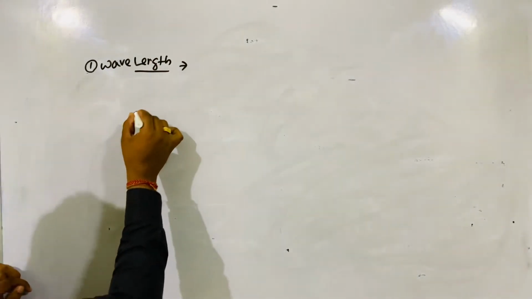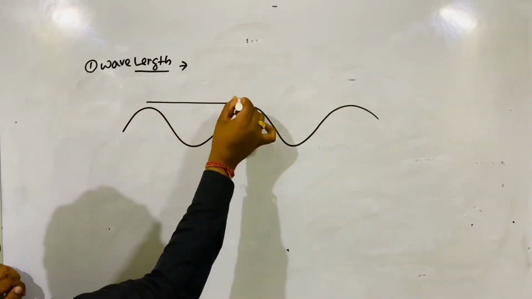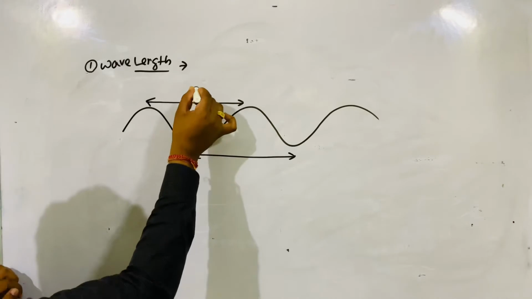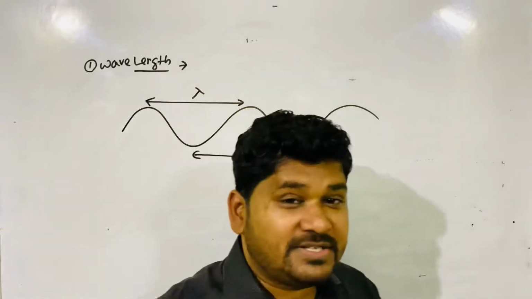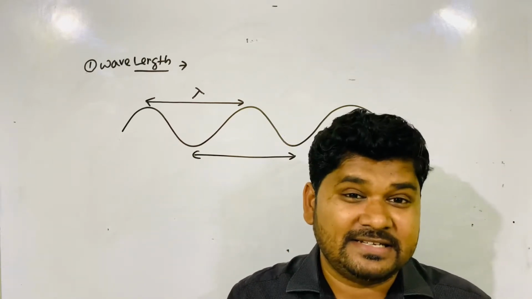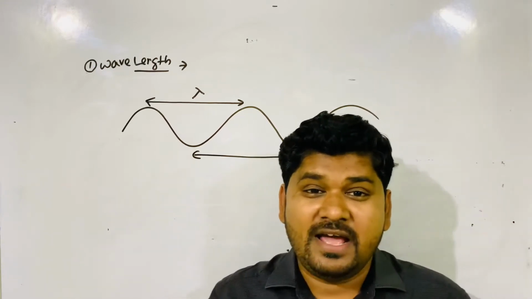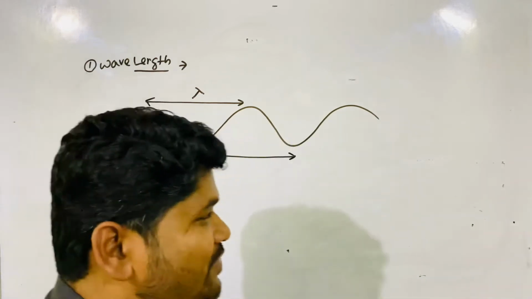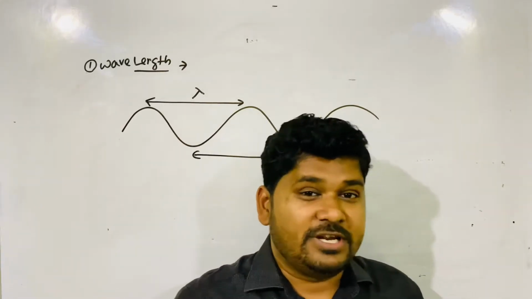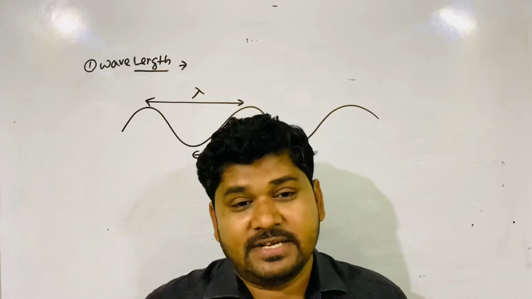I am showing a transverse wave, you see. The distance between two consecutive crests, crest to crest distance, or trough to trough distance, is called wavelength, and the symbol is lambda. Its SI unit is meter, since it is a distance. The dimensional formula is L¹. Similarly, in a longitudinal wave, the distance between consecutive compressions or consecutive rarefactions is called wavelength.